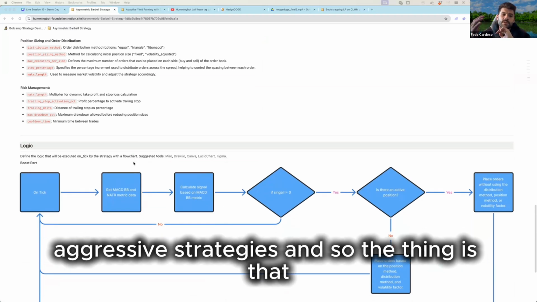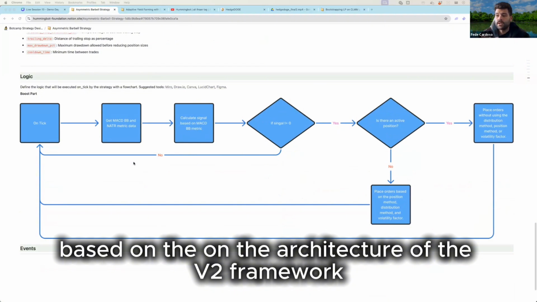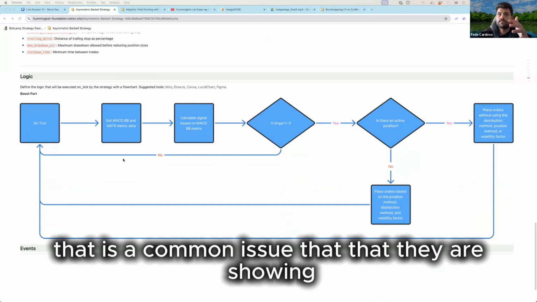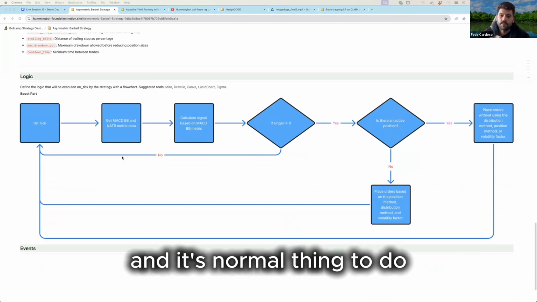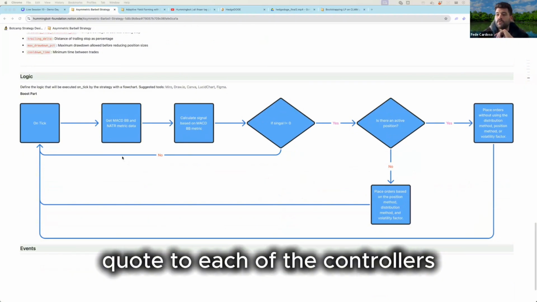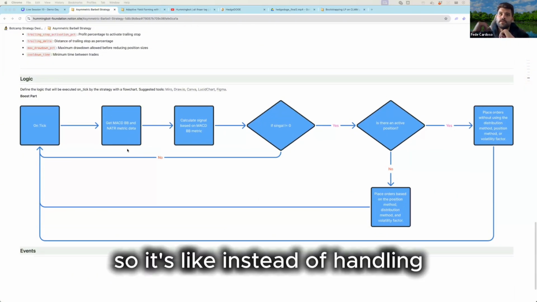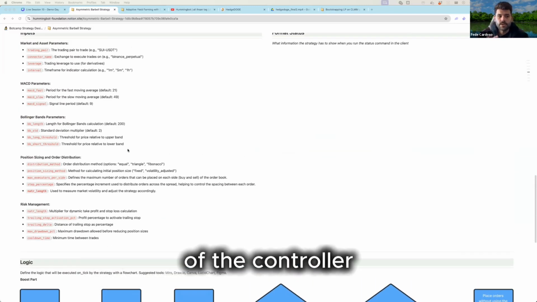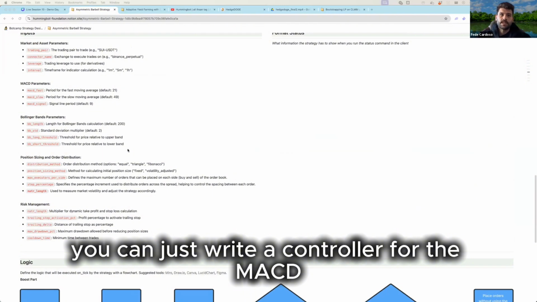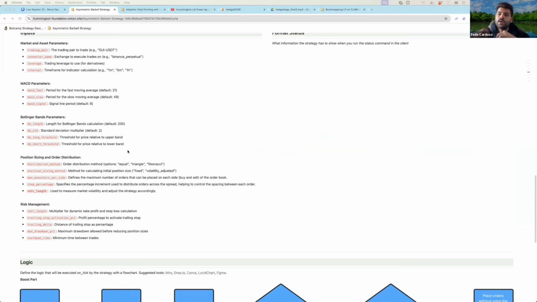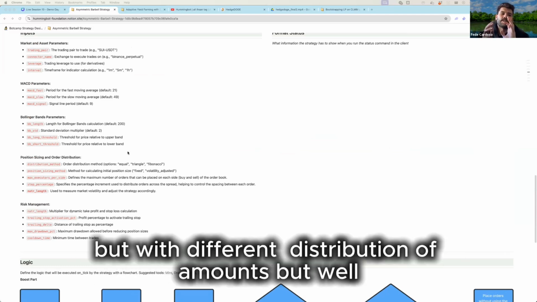And so the thing is that based on the architecture of the V2 framework, you can solve that issue. That is a common issue that they are showing, and it's a normal thing to do, by allocating different total amount quote to each of the controllers. So instead of handling the portfolio allocation inside of the controller, you can just write a controller for the MACD, a controller for the cross exchange, a controller for the market maker, a controller for the arbitrage, and run all of them at the same time, but with different distribution of amounts.